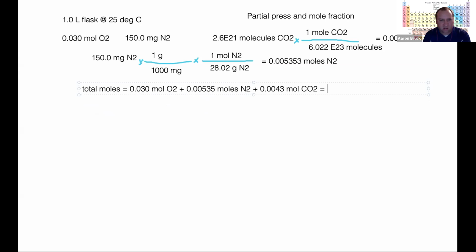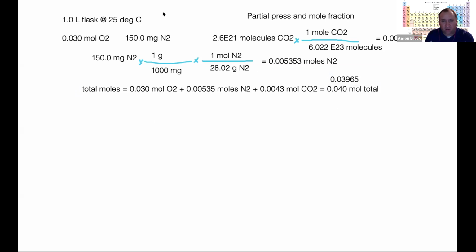We would get 0.040 moles total. And the significant figures get a little bit sticky here. The number that actually comes out of the calculator is 0.03965.